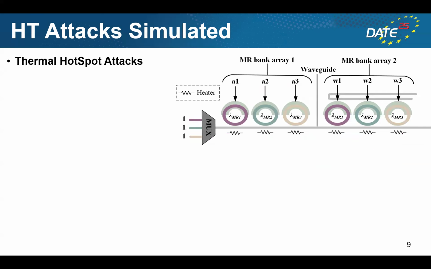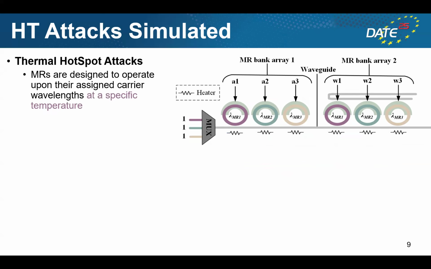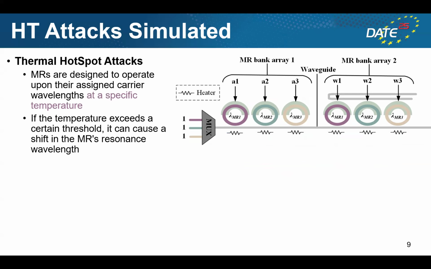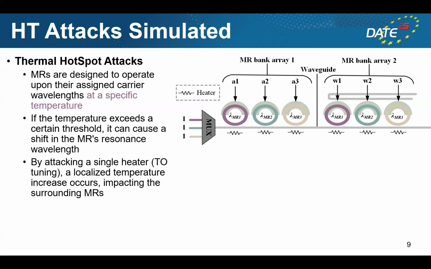The next type of attacks are thermal hotspot attacks, and we first need to understand that the MRs are usually designed to operate upon their assigned carrier wavelength at a specific temperature. If this temperature exceeds a certain threshold, it can cause a shift in the MR's resonance wavelength, meaning that again, the MR will not operate as expected. To do so, the attacker can attack a single heater, which is used in the thermo-optic tuning circuits. And this will cause a localized temperature increase and will not only impact one specific MR, but it can impact several surrounding MRs.